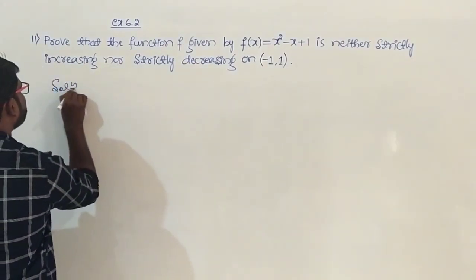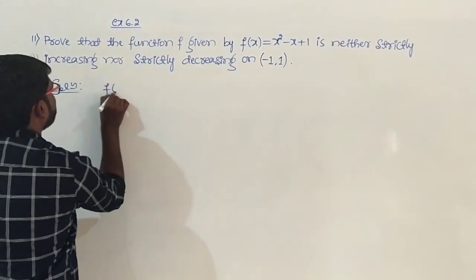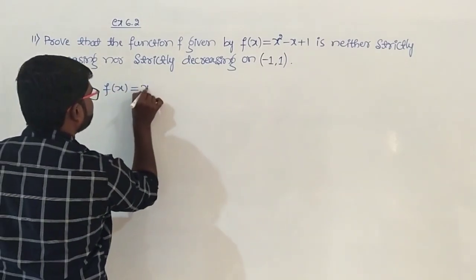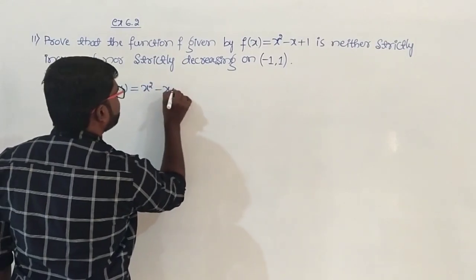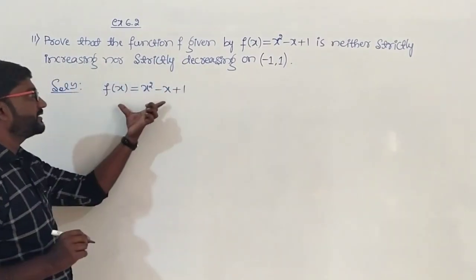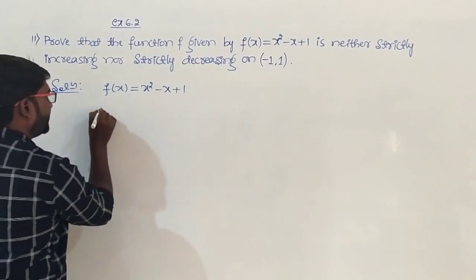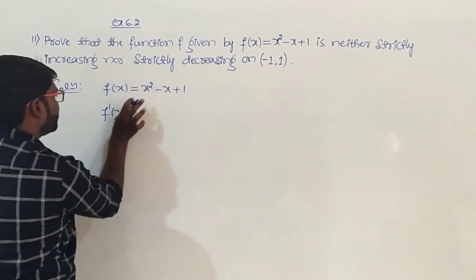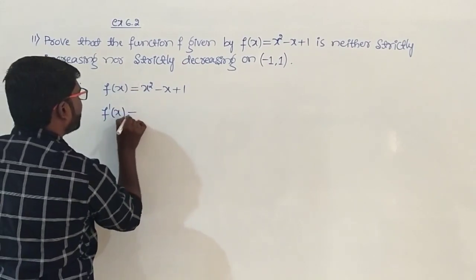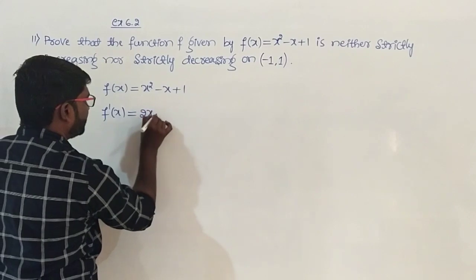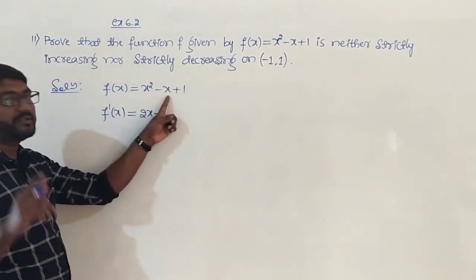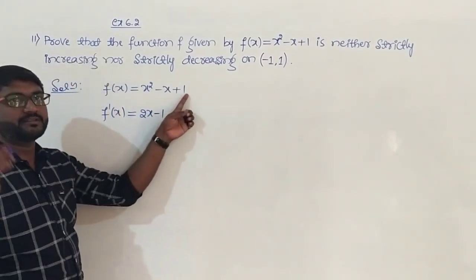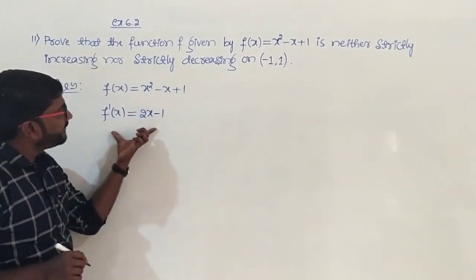So I write f of x as it is, f of x equals x square minus x plus 1. Now I'll be differentiating both the sides with respect to x. We get f dash of x, then derivative of x square will be 2x, then minus differentiation of x will be 1. So 2x minus 1 and then differentiation of 1 will be 0. Leave that. So now we have got the derivative of the function.